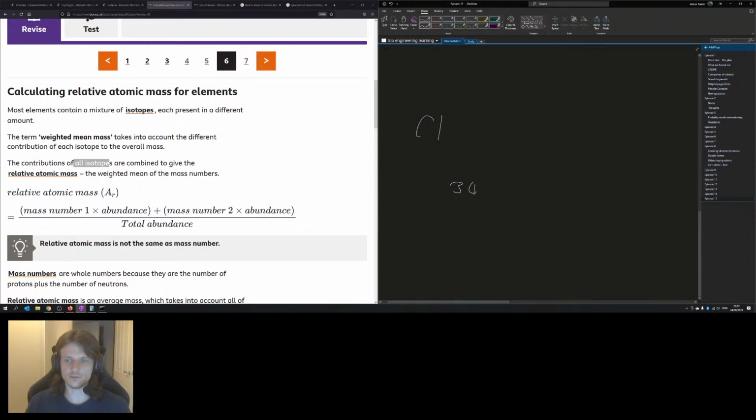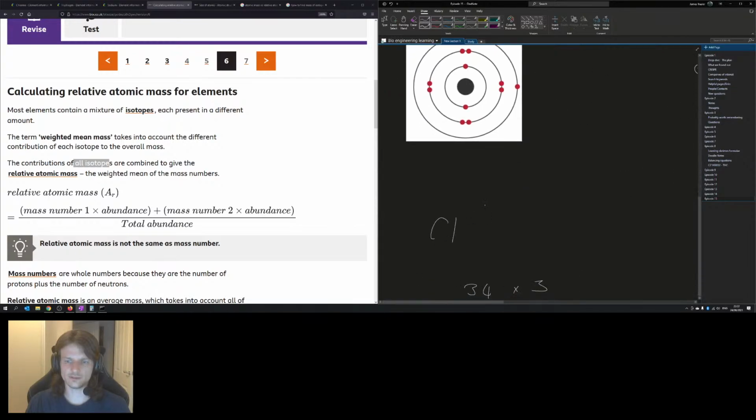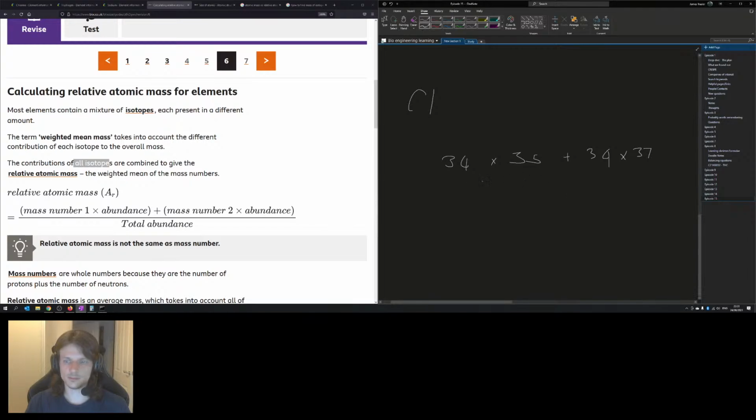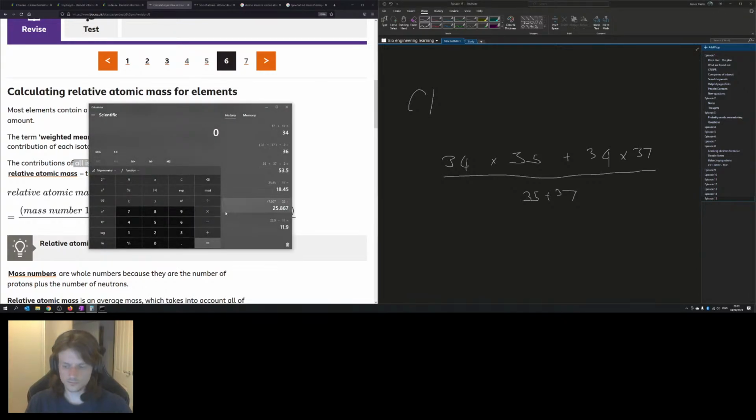For chlorine, 34 plus 34 times, the isotopes are 35 and 37. So 35 plus 34 times 37, divided by 35 plus 37. Alright, 35 plus 37 is 72.